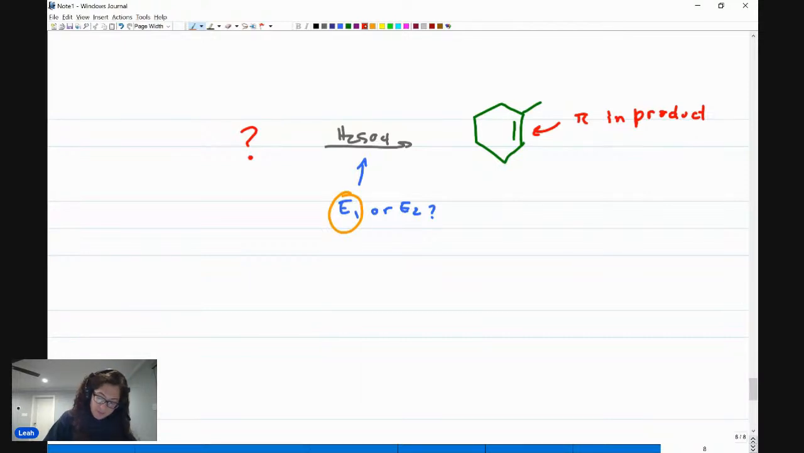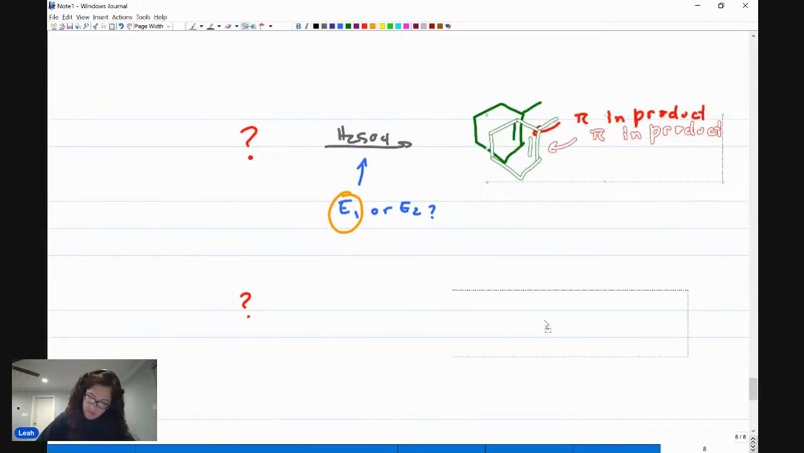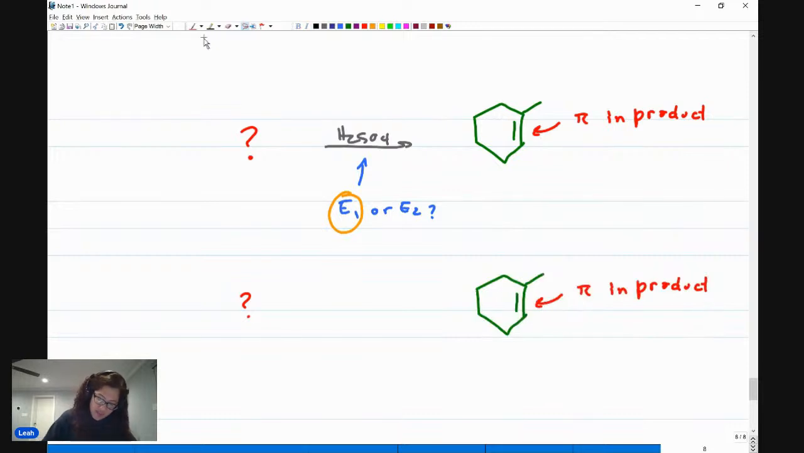the product. But if I changed it up and I gave you the same exact product, but this time I gave you conditions that have NaOH. Step one, identify you have a pi bond in the product. We know that it was elimination because that's how we got a pi bond. And then we identify that we have a strong attacker.